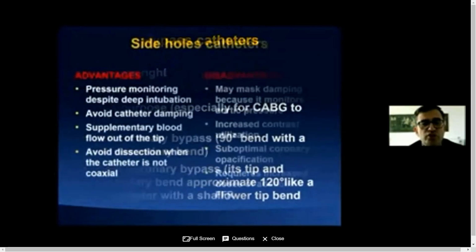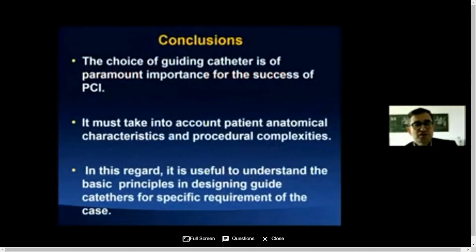So in conclusion, the choice of guiding catheter is of paramount importance for the success of percutaneous coronary intervention. It must take into account patient anatomical characteristics and procedural complexities. In this regard, it is useful to understand the basic principles in designing guide catheters for the specific requirements of the case. Thank you.